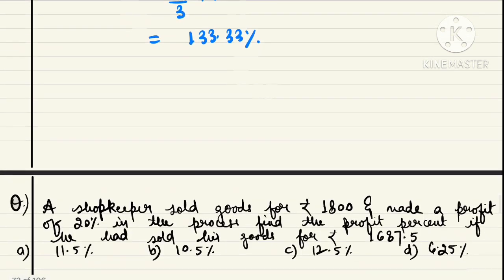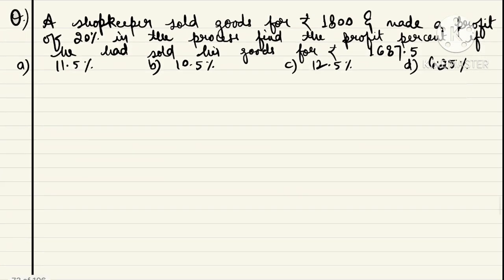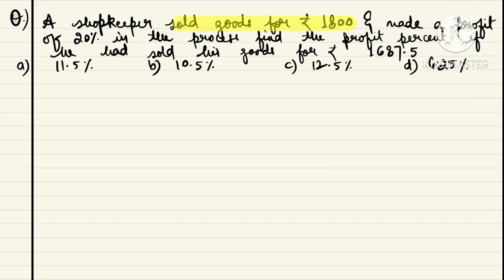Let's move to the next question. Next question is, a shopkeeper sold goods for rupees 1800 and made a profit of 20%. Fine. In the process, find the profit percent if he had sold his goods for rupees 1687.5. Right. Let's start.